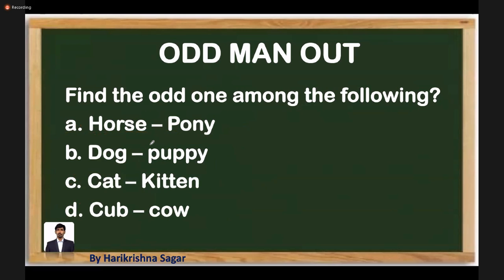Look at the next one. Horse, pony, dog, puppy, cat, kitten, cow, calf. If you observe, horse, dog, cat, these are parent elements. These are children elements. But for the last pair, the children element comes first and the parent element after. So parent and children is a pattern which is followed by the previous ones, but here it is children and parent. That's the reason odd man out is option D. Mark it as an answer choice.